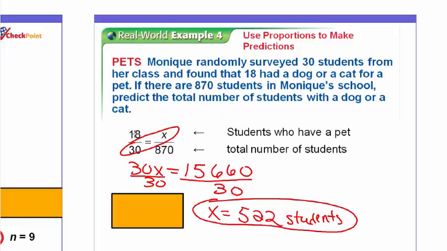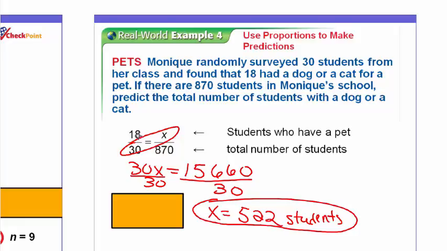We make one column for what it is in our survey that we're doing and another one for what it is in real life. Okay, so we did a survey. We've asked 30 students. So that's our total number of students for the survey, 30. It goes on the bottom here. Of that, 18 have a cat or a dog. So I put 18 up on top.